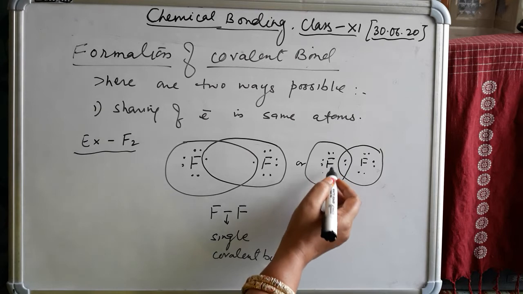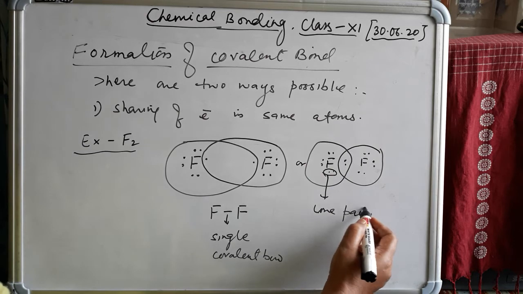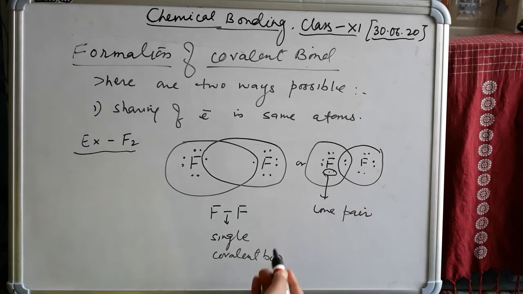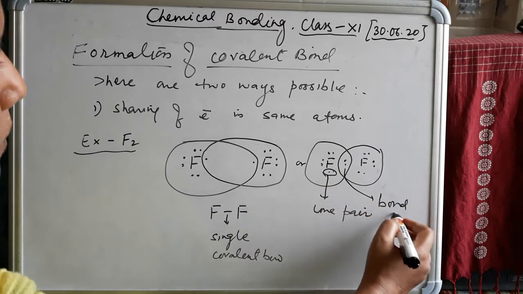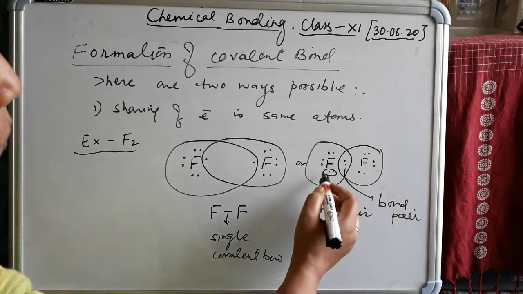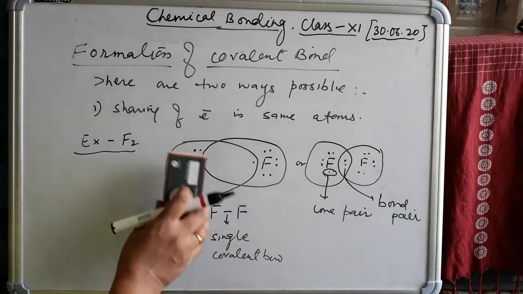So this is known as a lone pair. Those electrons which are shared in the bond formation are known as bond pairs. This is a bond pair, and those electrons which do not participate in the bond formation are known as a lone pair. We have a clear concept of what a lone pair is and what a bond pair is. When single electron sharing takes place, a single covalent bond forms.